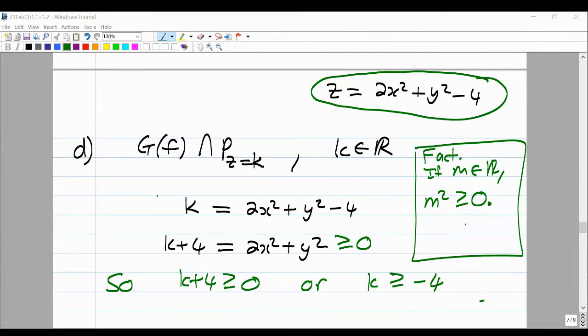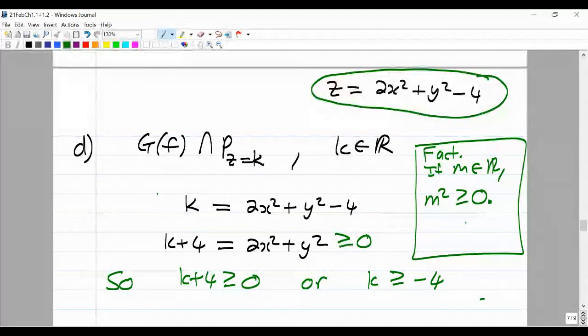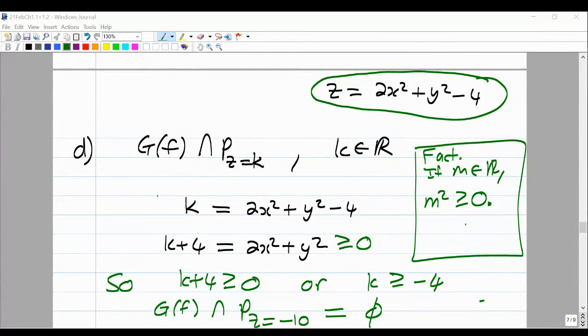Can I get a smiley face that you guys see this? So what I'm saying is, for example, if you do the graph of f and you intersect it with a plane z is equal to minus 10, this will be the empty set. It's like if you slice the bread, but there's no points. So you're going to end up getting the empty set. Very sneaky, ladies and gentlemen.